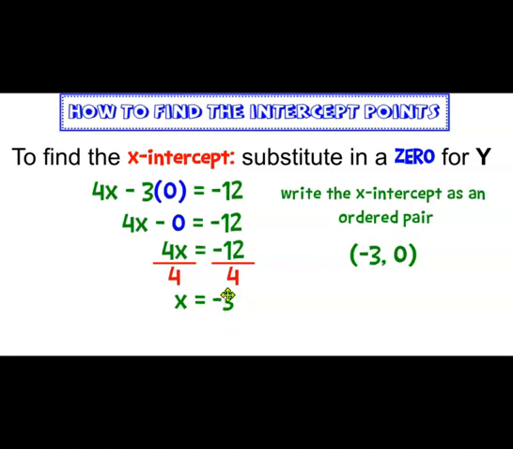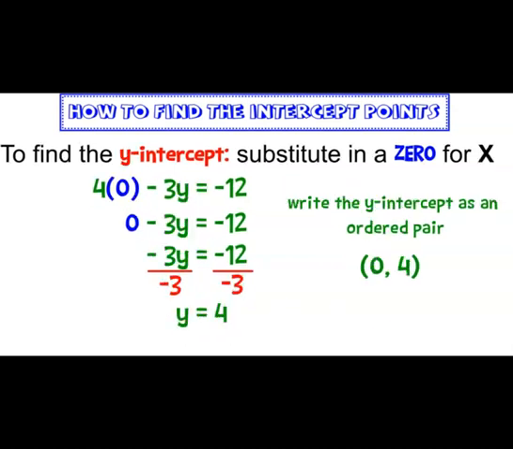Now we're going to follow that same math rule to find the y-intercept. So this time I erase and replace the letter x. And when I put a 0 in this position, it eliminates that term. And it's almost like I can just ignore it entirely. I divide both sides by negative 3, and I find my y-intercept.